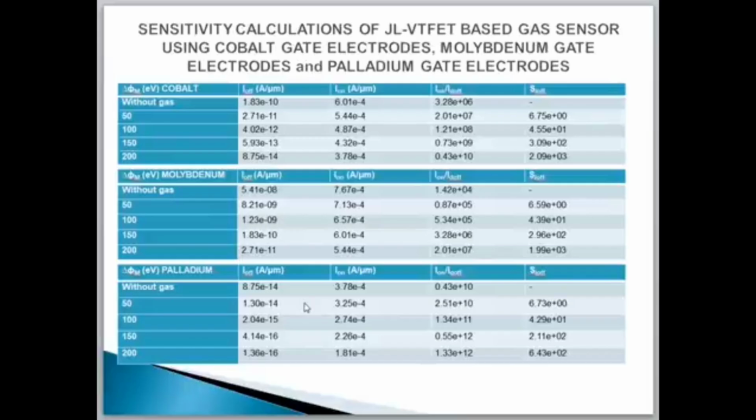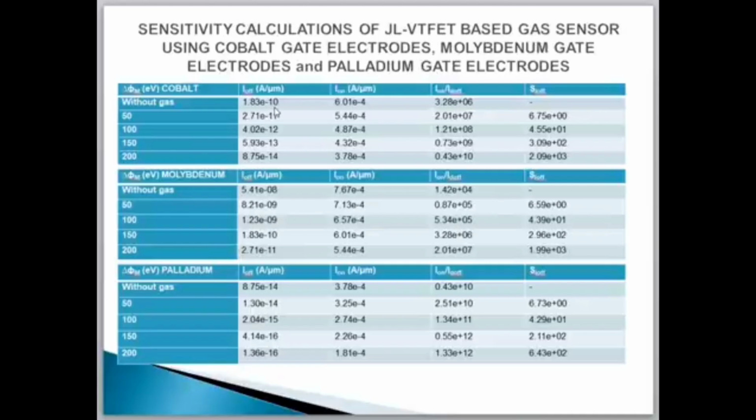This is the sensitivity comparison. Sensitivity calculation of the junctionless vertical TFET based GaN sensor: the first table is for the cobalt gate electrode, the second table is for the molybdenum gate electrode, and the third table is for the palladium gate electrode. The third one is used for hydrogen gas sensing, and the above two metals are used for ammonia gas sensing. From the table you can note that without gas the current is 1.83 × 10^-10.